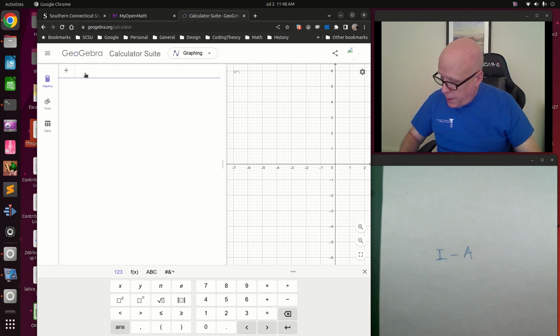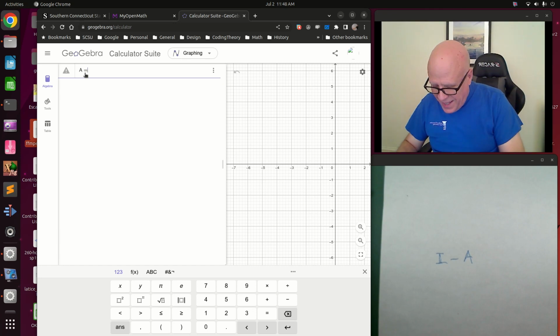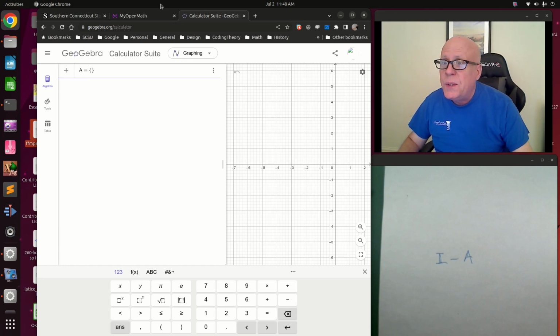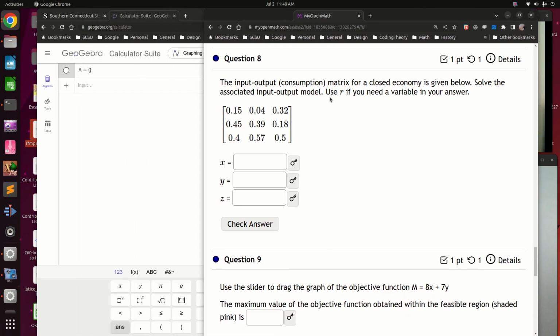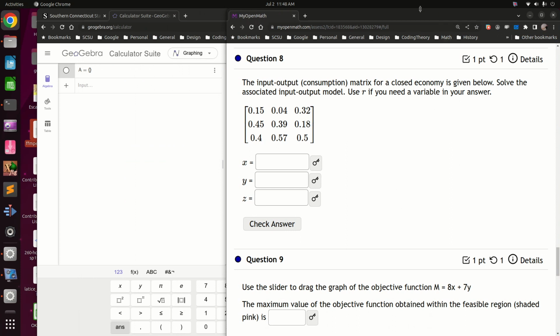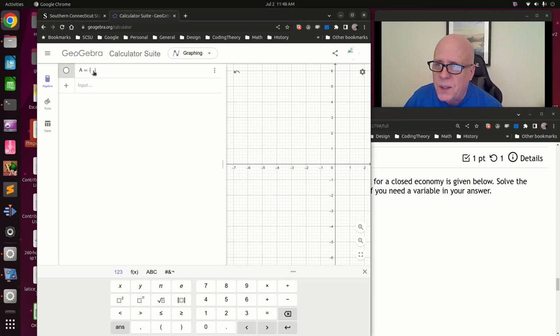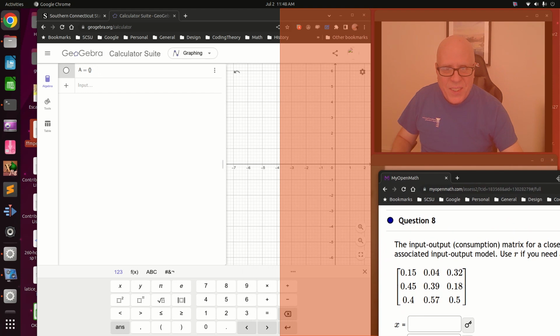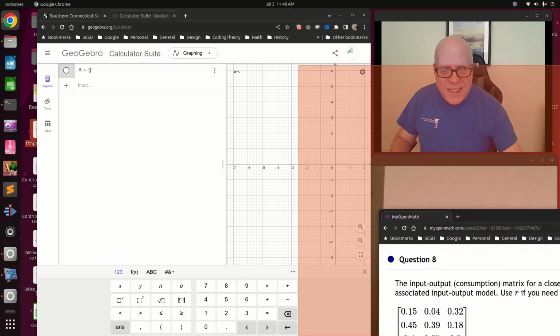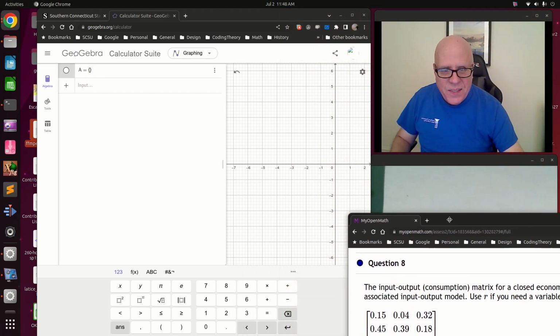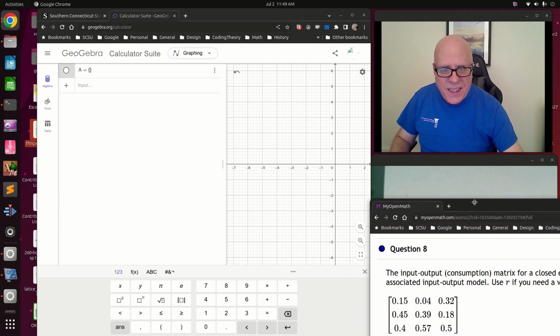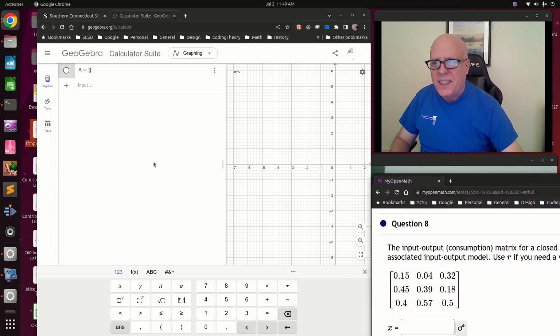So I'm going to make A be the matrix. Oh, come to think of it, I'm going to need to see the numbers at the same time. So let me just pull away the, yeah, that works, right? We can see both things. So inside it, we got to go a little farther over. Okay, and there, I can see the numbers and edit the matrix at the same time.